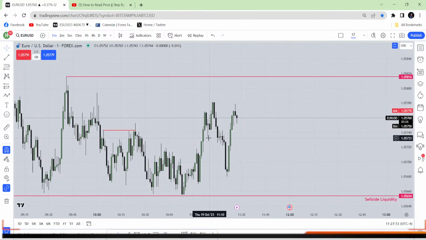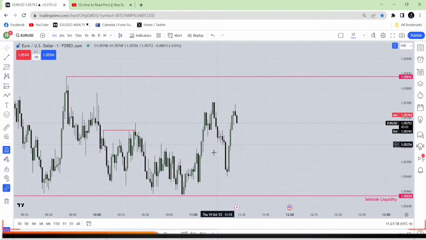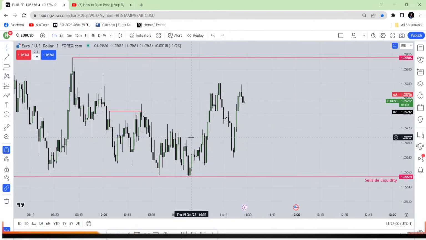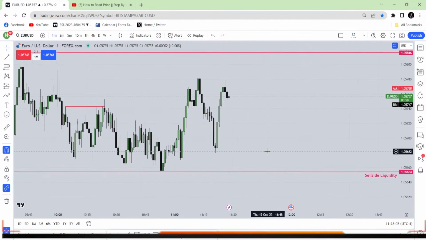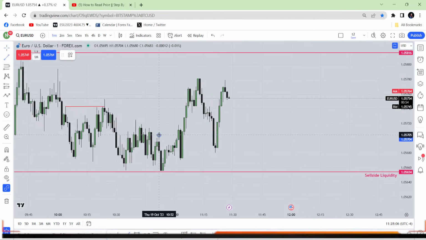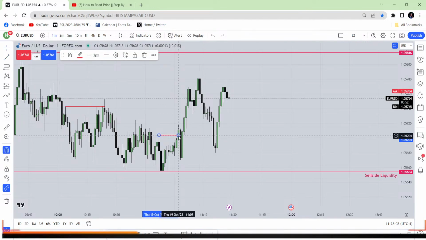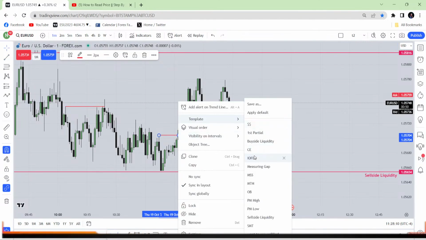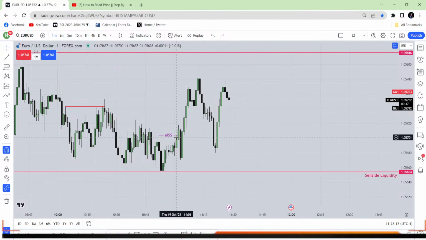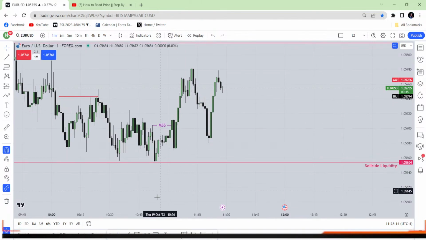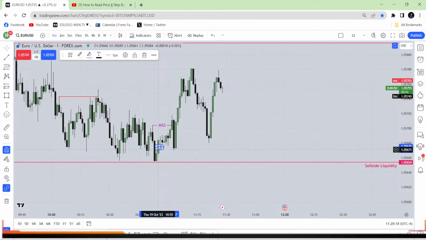In your opinion, you are thinking, okay, this is the market structure shift. I'm just giving you an example from here. Just think that this swing high is your market structure shift. Okay, I'll mark this as your market structure shift. You have to mark this and just think there is a fair value gap.